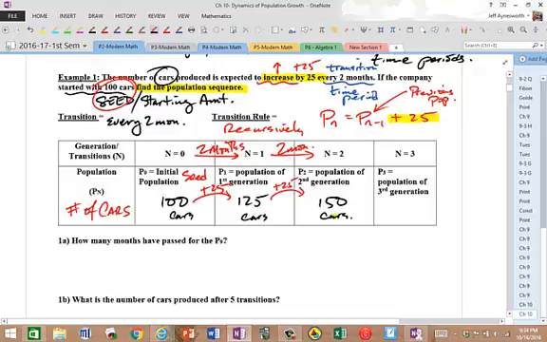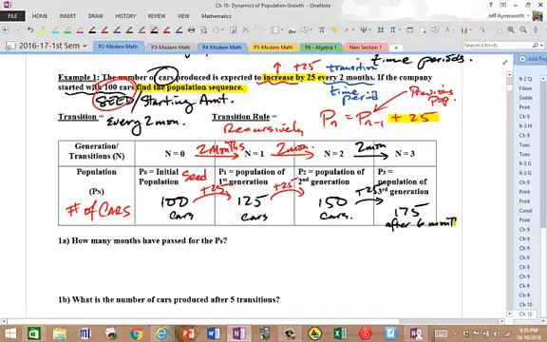Well, 2 more months go by, which is a transition or a time period. And what's the population of the third generation? Well, you have to add 25, right? And this is tough stuff. 150 plus 25, well, it's 175 cars. That's how many cars after, let me see, 2 and 2 and 2, that's 6 months. So this is after 6 months.